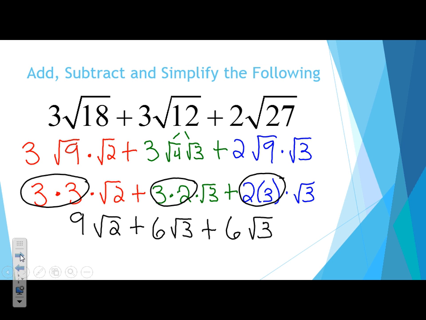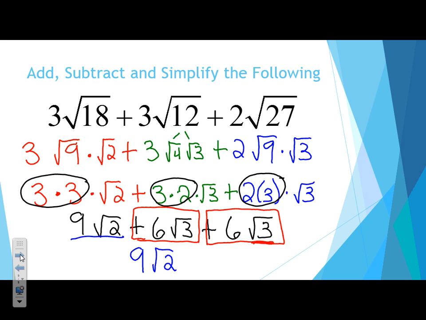From here, we have to combine things that have the same thing underneath the radical. Here I have 9 times the square root of 2. Now I do not have any more square roots of 2, so I'm going to leave it as 9 times the square root of 2. Then I'm going to go on to my next one. I have 6 times the square root of 3. Well, I have another square root of 3, so I can combine these two. So 6 plus 6 is 12, so I have a positive 12 square root of 3. And that, ladies and gentlemen, is our answer.